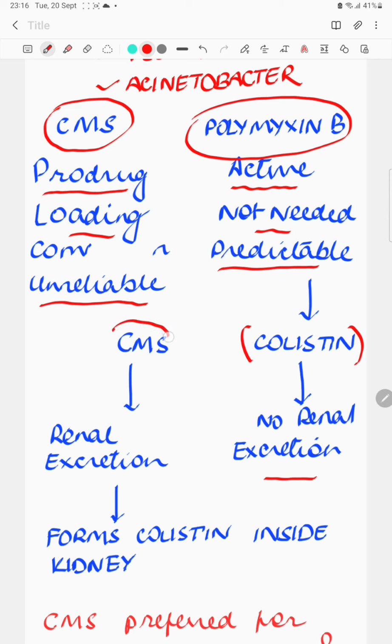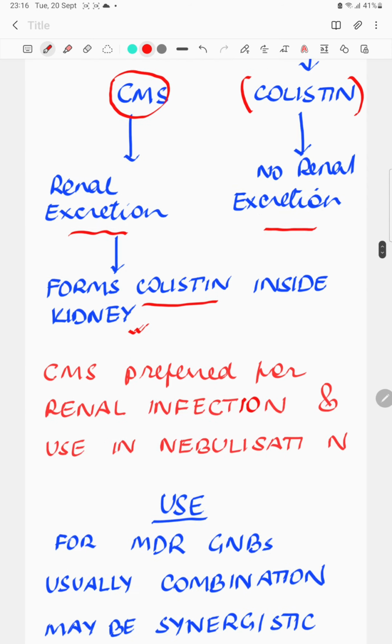Whereas CMS, which has renal excretion, gets converted to the active moiety colistin inside the kidney. So when it comes to renal infections, CMS is preferred over polymyxin B. Otherwise, because of its more predictable pharmacokinetics, polymyxin B would be preferred. Also, for use in nebulization, we use only CMS.